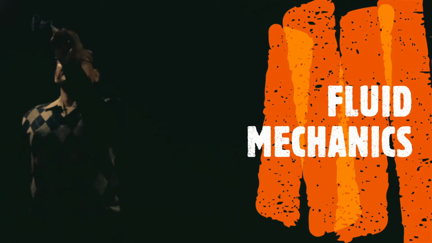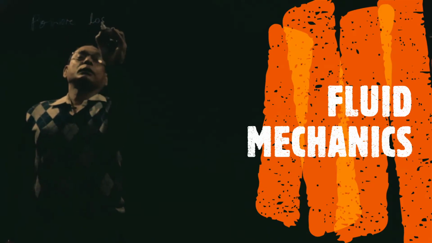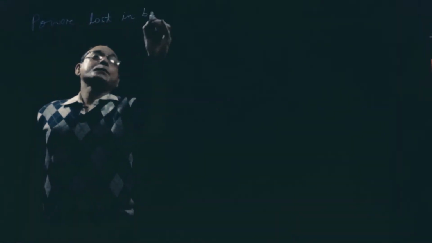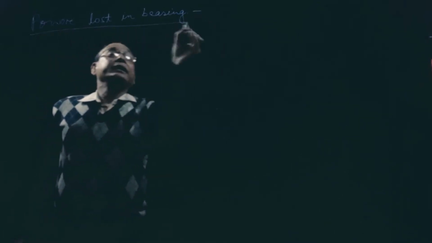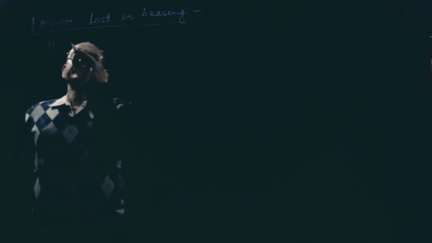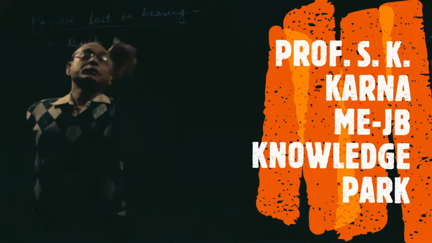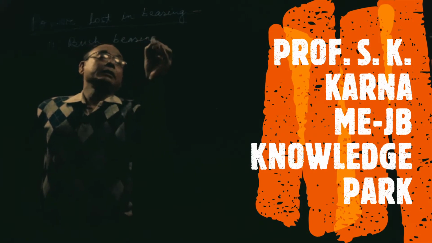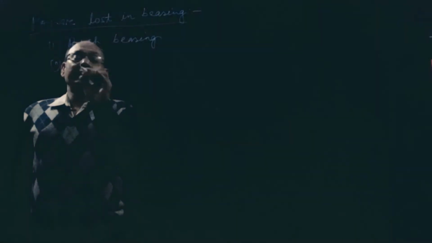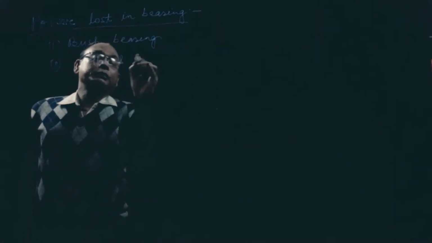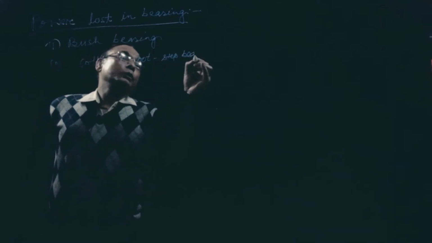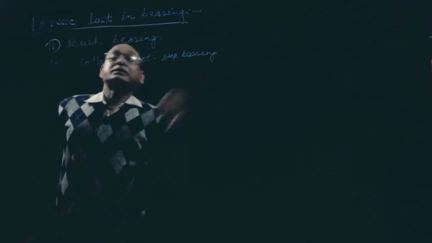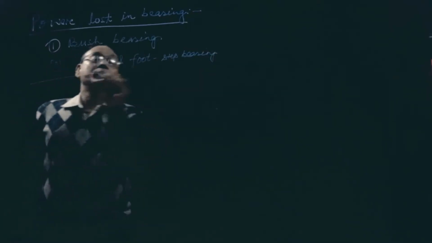Students, now we are going to discuss power lost in bearing. There are basically two types of bearing which we are going to use. First is called bush bearing, and second is collar and footstep bearing. We are going to discuss one by one. So first of all, bush bearing.